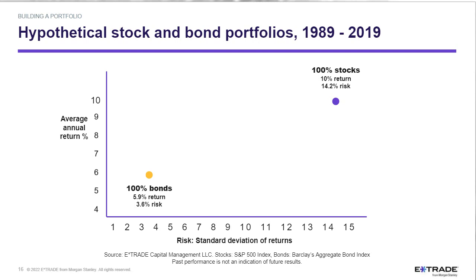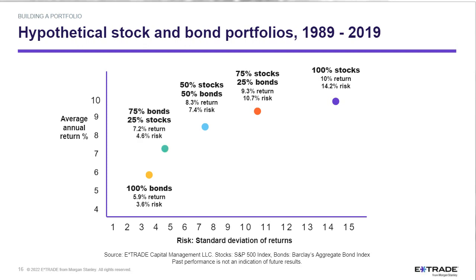Well, if we took that 100% stock portfolio and just put 25% of it in bonds, we would have received a return of 9.3%, and we would have reduced our risk measure, our standard deviation, down to 10.7. A 50-50 stock and bond mix shows 8.3%, and a 25% stocks, 75% bonds shows us a 7.2 and a 4.6 standard deviation. And yes, there's that curve.